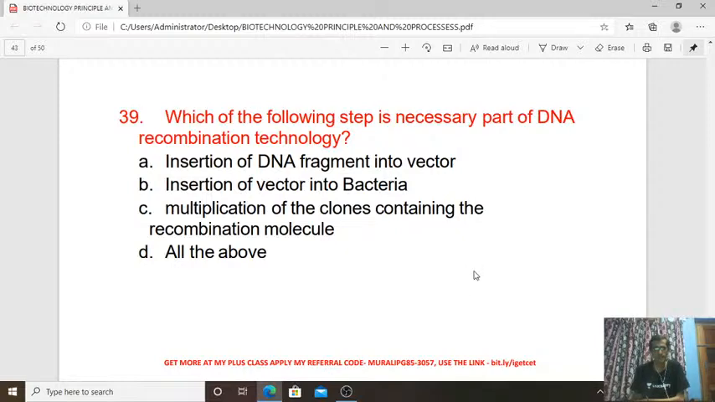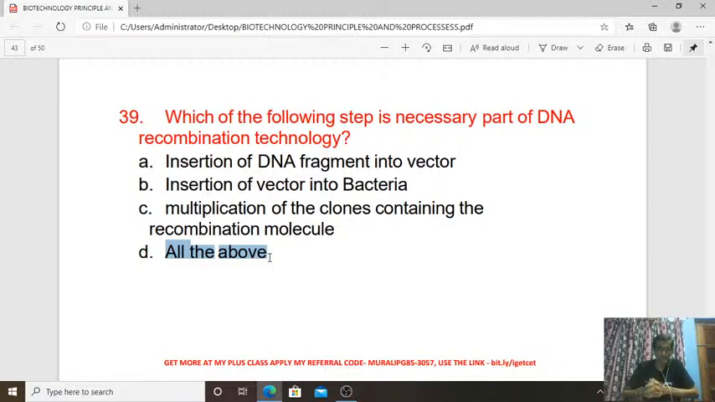Which of the following steps is a necessary part of recombinant DNA technology? Insertion of DNA fragment into vector, insertion of vector into bacteria, multiplication of clones containing the recombinant molecule, all the above. So insertion of DNA fragment into vector is part of recombinant DNA technology. Insertion of vector into bacteria means host cell. Multiplication of clones containing the recombinant molecule. So the 39th answer is all the above. This is the process of recombinant DNA technology.